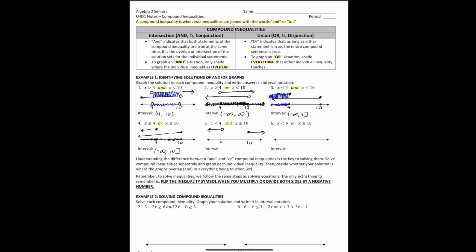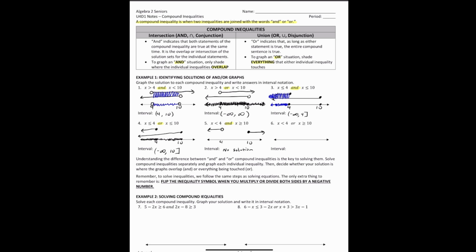Since we have an and situation, we're looking at where these two inequalities overlap. Do these two inequalities overlap? No. So that means since these two inequalities do not overlap each other at all, this is a no solution problem. So the interval is no solution because there is no interval at all.